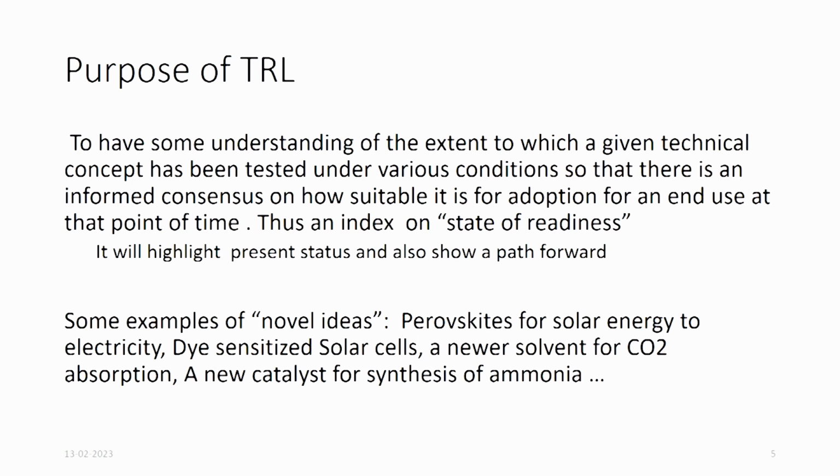This is an index or kind of an indicator, TRL. It is finally a number between 1 to 9. This number tells you, for a given idea somebody is expounding, how well it has been tested and under what conditions it has been tested, so that you can make up your mind on logical analysis. Is it ready for adoption?